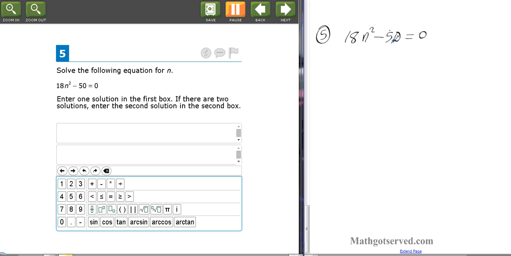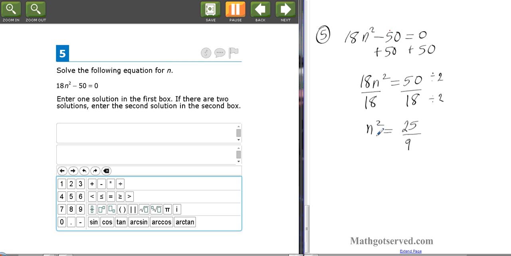Okay, so to solve this, we're basically trying to isolate n. First thing we do, we add 50 to both sides. We have 18n squared equals 50. And then we're going to divide both sides by 18. We have n squared. Now, we can reduce these two by a common factor of 2. So divide top and bottom by 2. So we have 25 over 9.